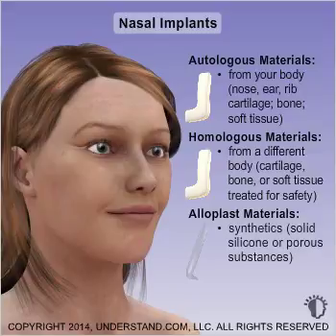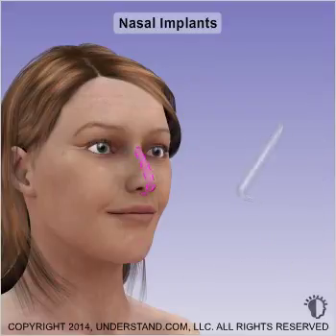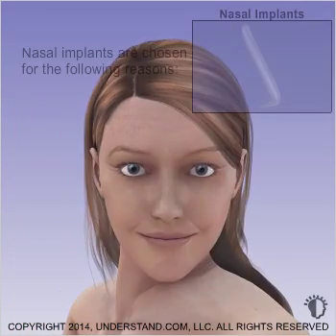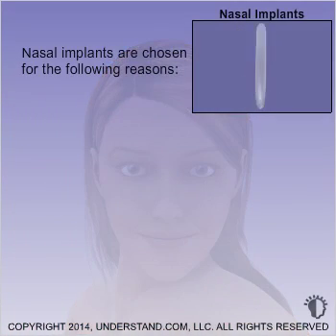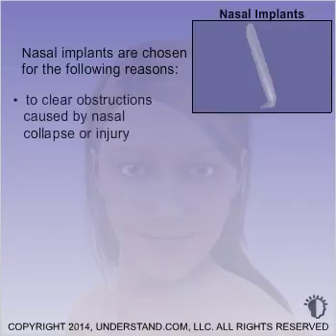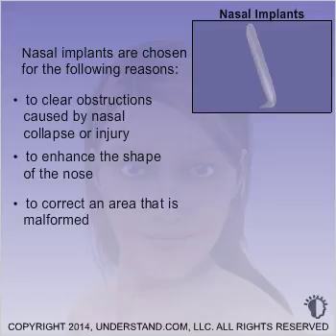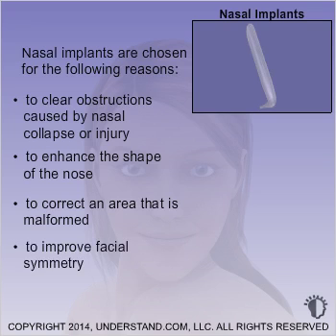Surgical procedures for each type of implant are similar. Silicone implants that come in pre-designed adjustable shapes will be shown in this animation. Nasal implants are frequently chosen for the following reasons: to clear breathing obstructions caused by nasal collapse or injury, to enhance the shape of a nose that is flat or has a low spot along the ridge, to correct an area that is malformed due to a health condition, surgical complications, or injury, to improve facial symmetry for a proportional and balanced appearance.